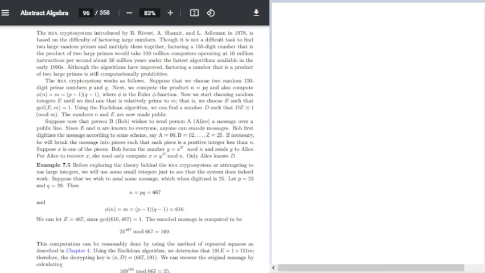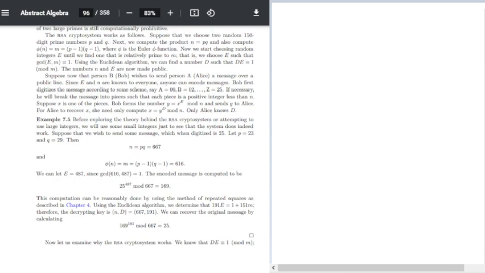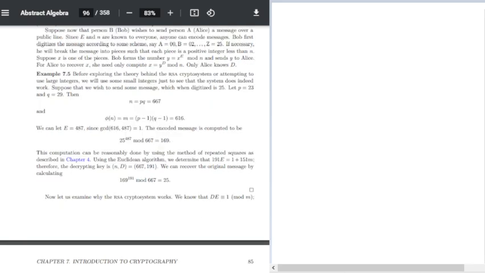Example 7.5. Before expanding the theory behind the RSA crypto system or attempting to use large integers, we will use some small integers just to see that the system does indeed work. Suppose that we wish to send some message, which when digitized is 25. Let p = 23 and q = 29. Then n = pq = 667, and phi of n, which is m = (p-1)(q-1), is equal to 616. We can let e = 487, since the greatest common divisor of 616 and 487 is equal to 1. The encoded message is computed to be 25^487 mod 667 = 169.